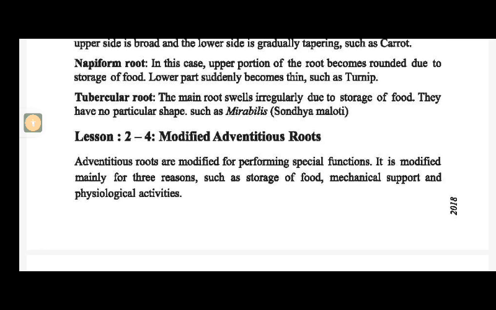Napiform root. In this case, the upper portion of the root becomes rounded due to storage of food. The lower part suddenly becomes thin, such as turnip. Tubercular root. The main root swells irregularly due to the storage of food. They have no particular shape, such as mirabilis.